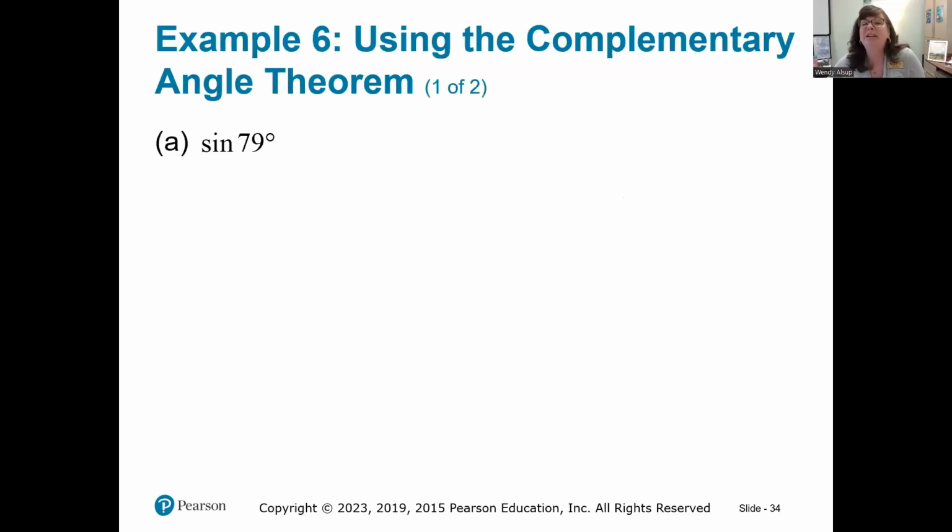So the sine of 79 degrees would be equal to the cosine of 11 degrees. See what I'm saying? 90 minus 79. How about the tangent of pi over 18?